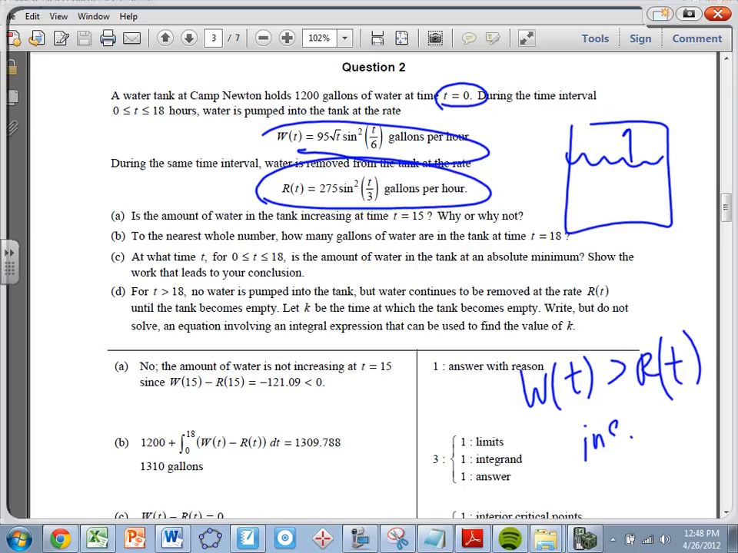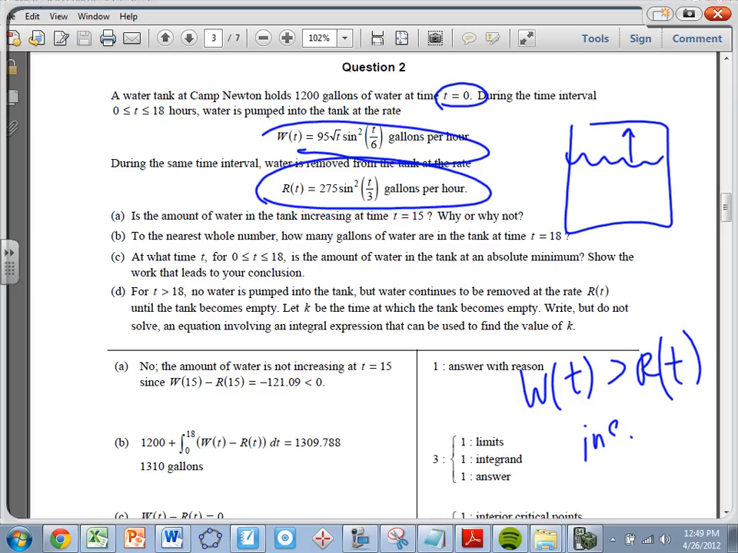And what is the other version? Vice versa. If the water coming in is less than the water going out, so more water is coming out, the function is going to be decreasing, or it's going to be losing water. All right, so first part: is the amount of water in the tank increasing or decreasing at time equals 15? So what do I do with the 15? Plug it in where? Into both, and see what happens.